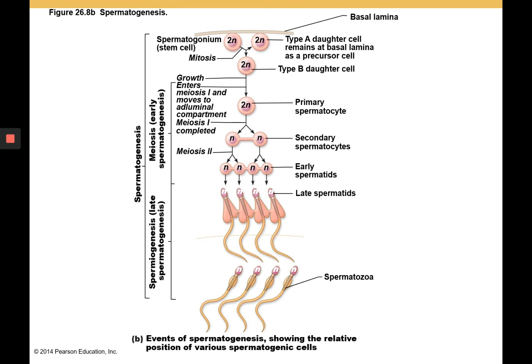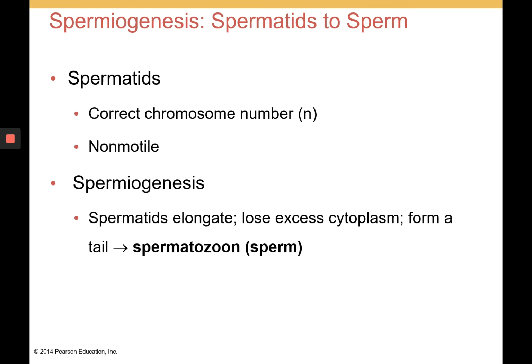So you can see here at the end of meiosis 2, we'll have our early spermatids. Then they'll go through a process called spermiogenesis, which occurs within spermatogenesis at the end stage of spermatogenesis. And that is going to turn our early spermatids into mature spermatozoa. So for spermatids, the correct chromosome number is always haploid, or N, but they're non-motile.